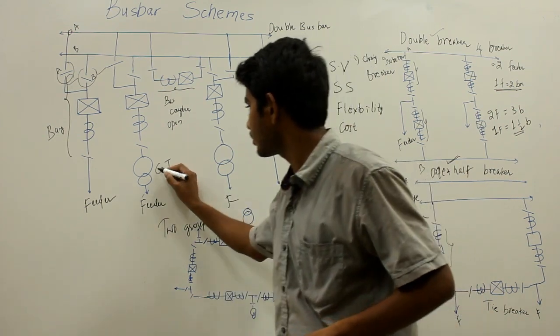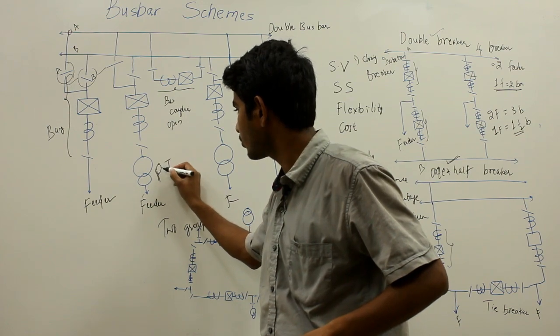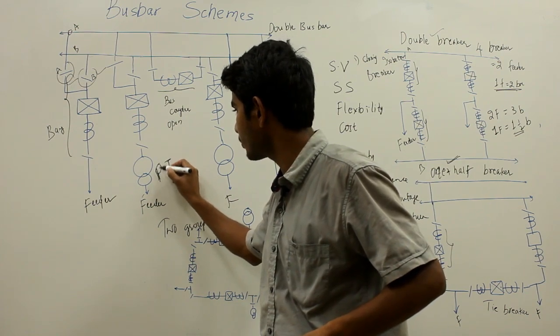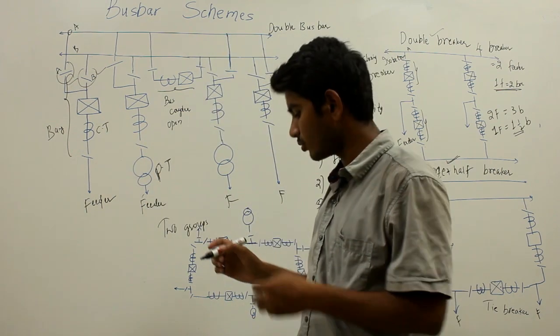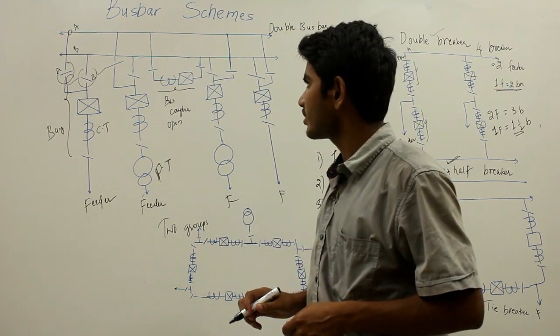So actually this is the power transformer. I have written current transformer. This is your power transformer, and this is your current transformer. So now let us proceed to the main and transfer bus system.